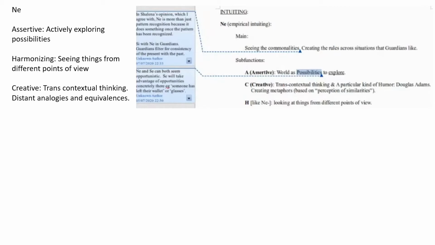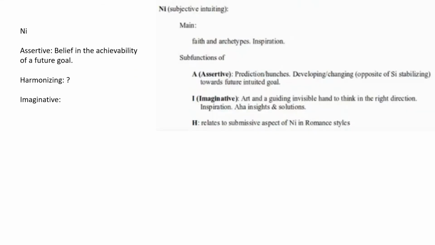And then creative, this trans-contextual thinking, distant analogies and equivalences. Yeah, I like it. Analogy, metaphor. Yeah, not much to say about that. I think if I'm reading it and I'm happy with each one, and yeah. Okay, next. NI. Oh, I forgot to fill this in.